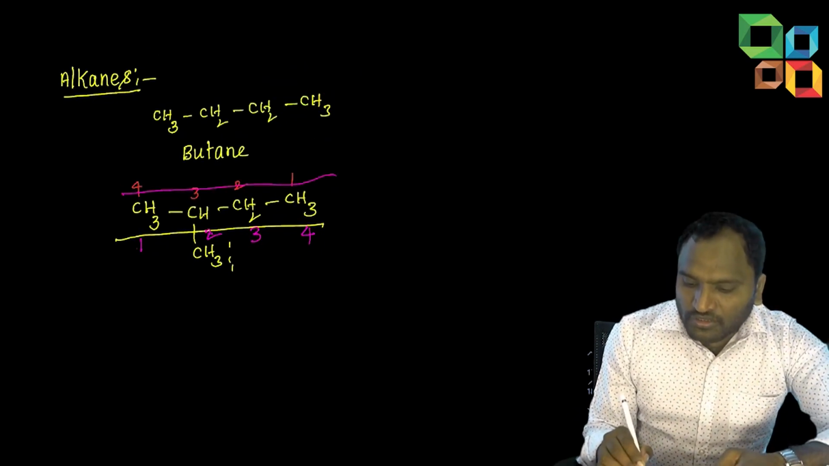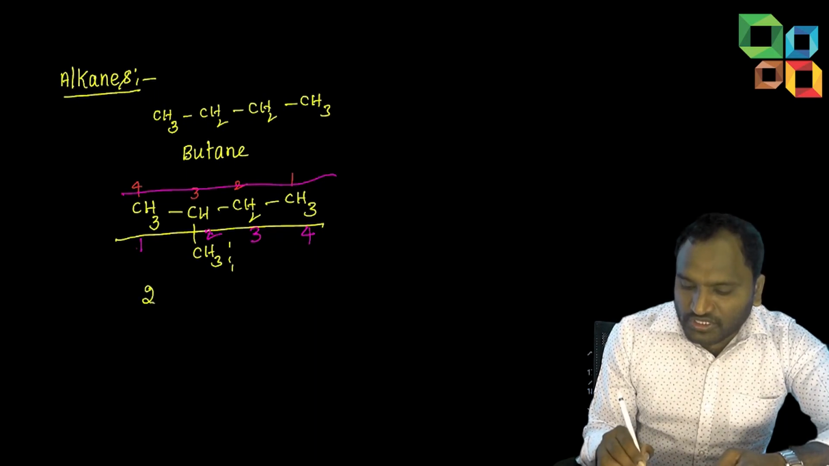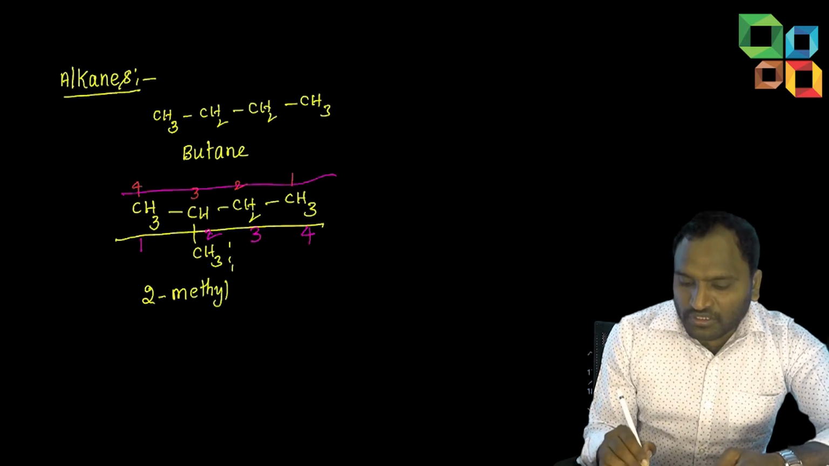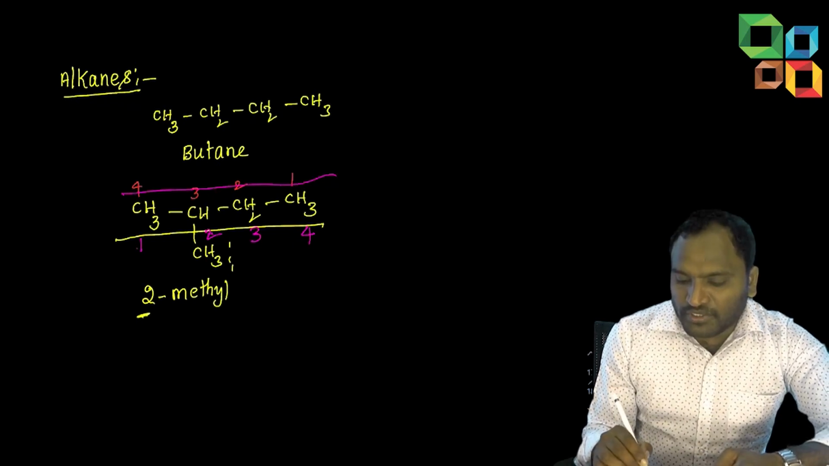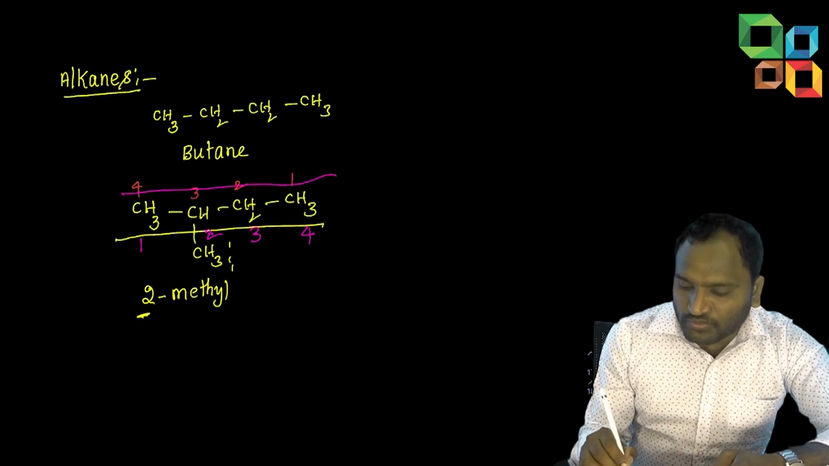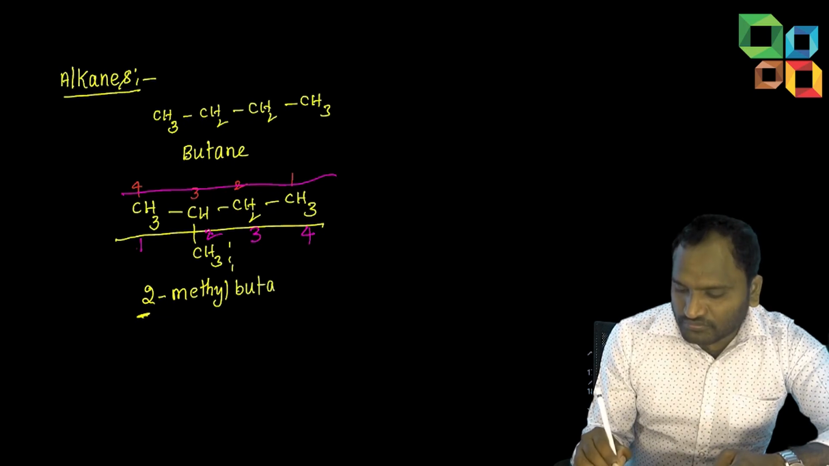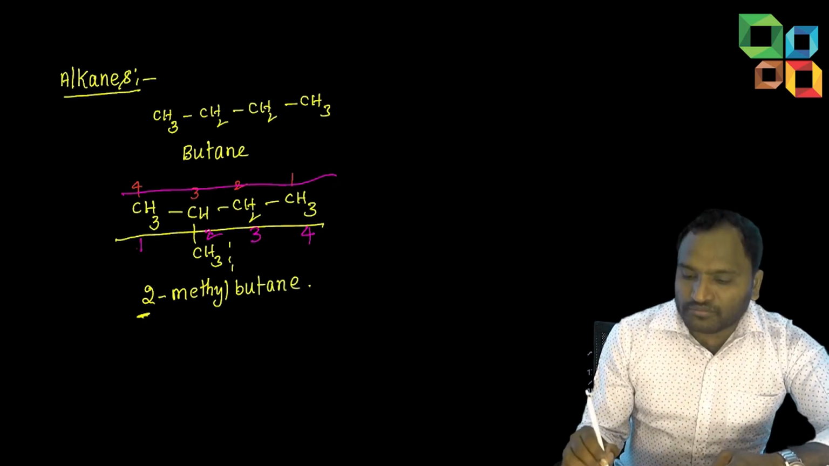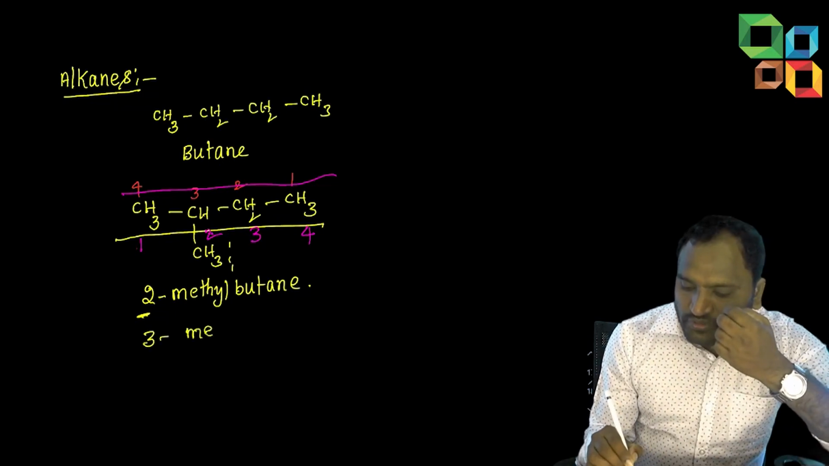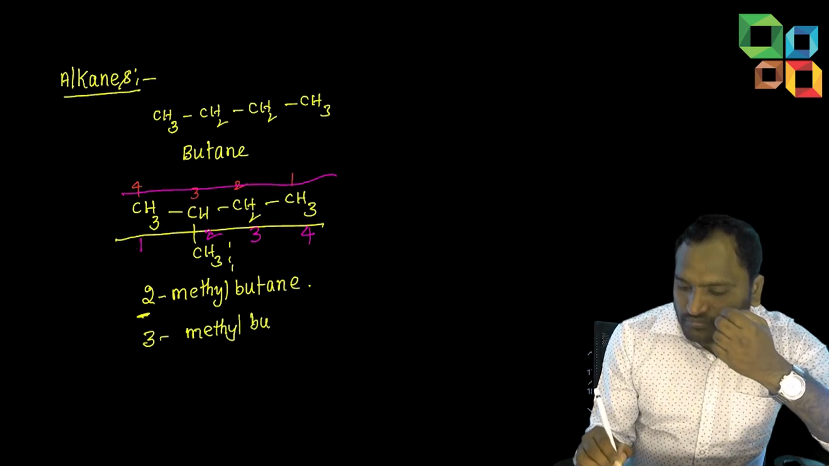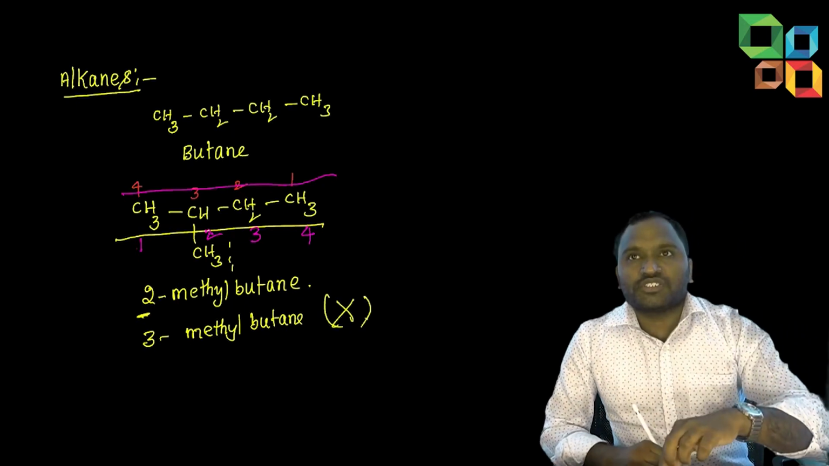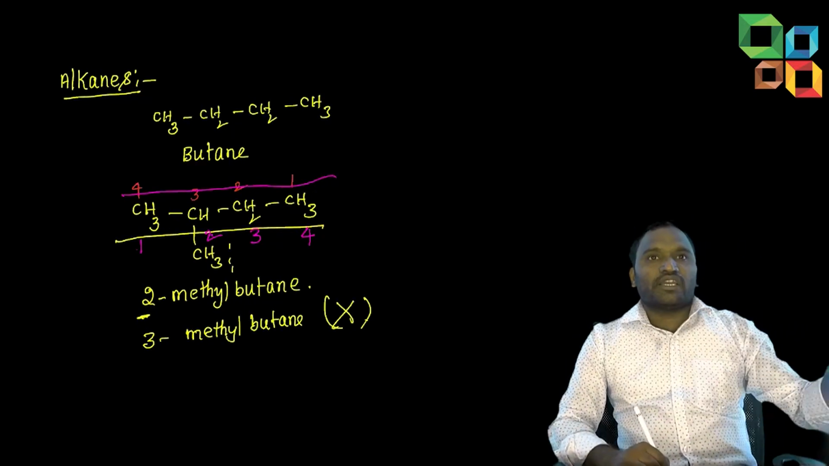Now this is the prefix. Second position, methyl group is there. Just give a hyphen between this number and prefix. 2-methyl. How many carbon atoms are there, students? 4. Butane. 2-methylbutane. If you give numbering from this side, 3-methylbutane you will get. This is not correct because substituent is getting highest number. It shouldn't get highest number.